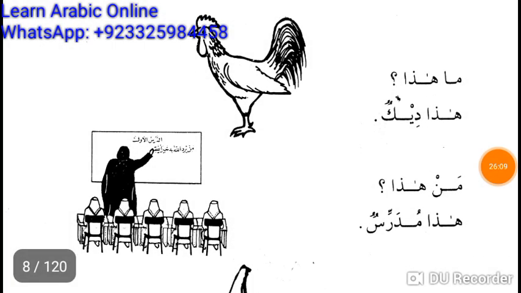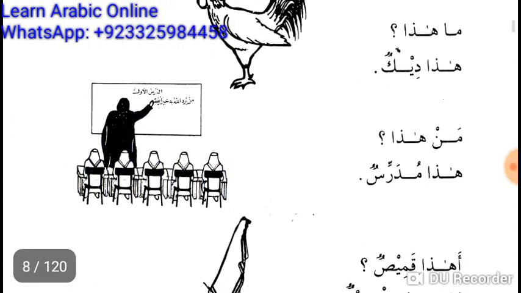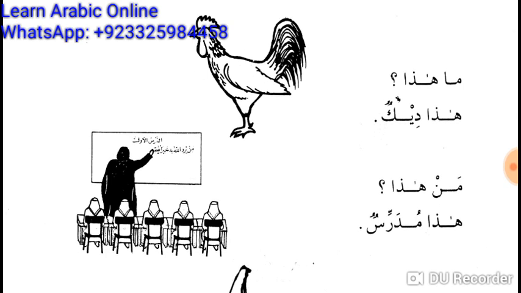Okay. Mahaza. What is this? Good. Haza dikun. This is a rooster? Good. Okay. Man haza. What is this? Who is this? Haza mudarrisun. Haza mudarrisun. This is a teacher. Okay, this is a teacher.